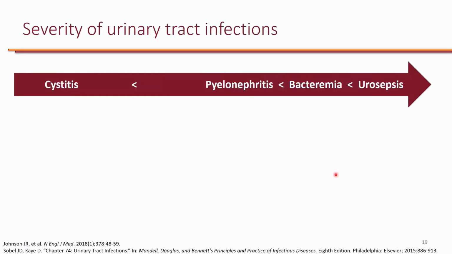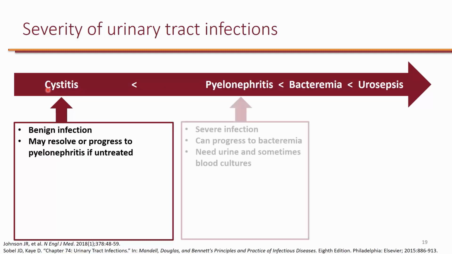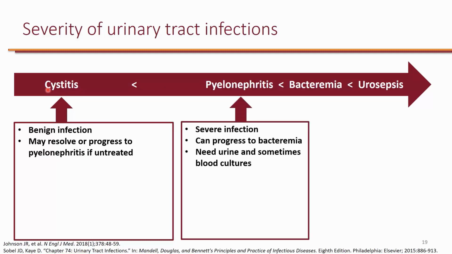Okay, so here's the severity of urinary tract infections. It goes from less severe to more severe. Note that cystitis is all the way to the left. Cystitis in general is a benign infection. If you don't treat it, it may actually resolve on its own, or it's possible that it can progress to pyelonephritis. Pyelonephritis, however, is a severe infection. Keep in mind that by the time it's pyelonephritis, it has actually infected the kidneys by now.